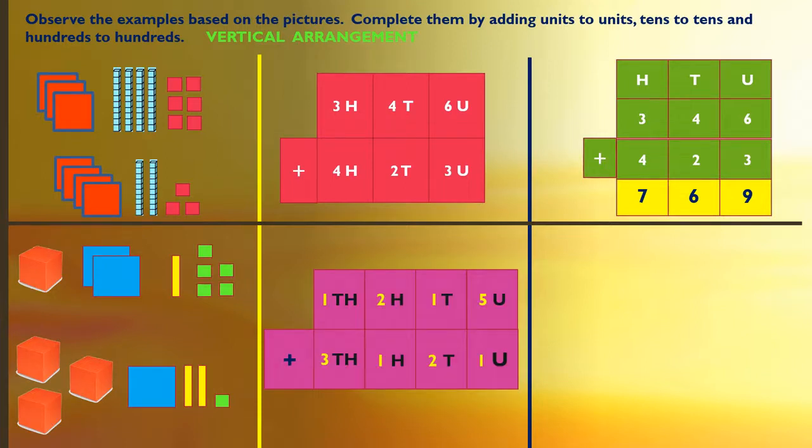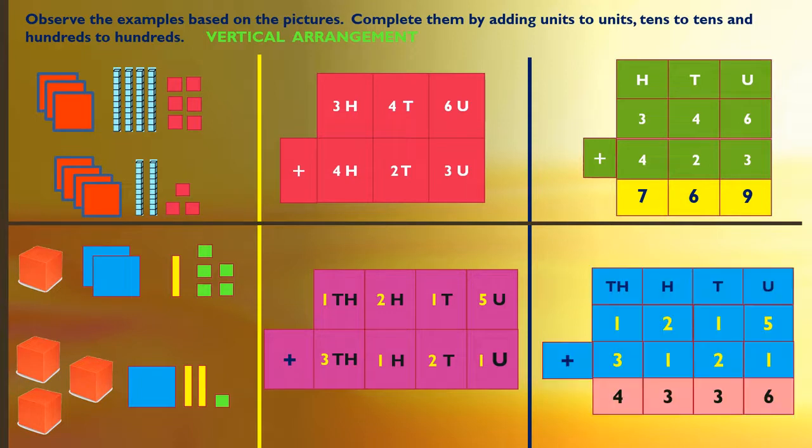Look at the next picture. We have 1,200, 1 ten and 5 units plus 3,100, 2 tens and 1 unit. Look at the third picture. When we add 1,215 plus 3,121, we begin adding the units first.